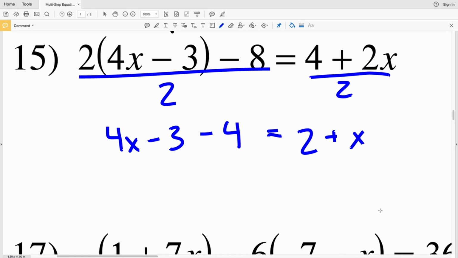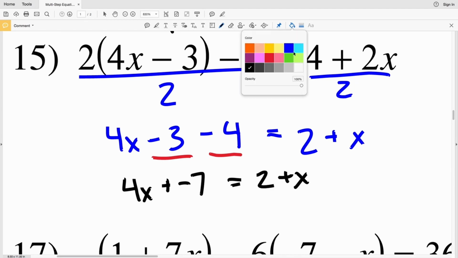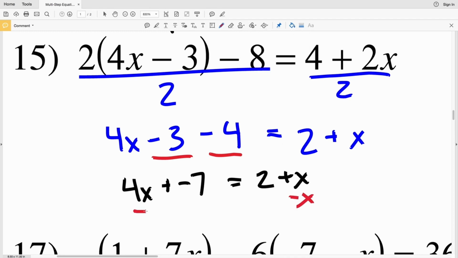Now I'm going to combine like terms on this left-hand side, combining the negative 3 and the negative 4. This is going to be 4x minus 3 minus 4 will be minus 7, or plus a negative 7. And that's going to be equal to 2 plus x. My next step will be to subtract an x from both sides, and I'm also going to add a 7 to both sides.